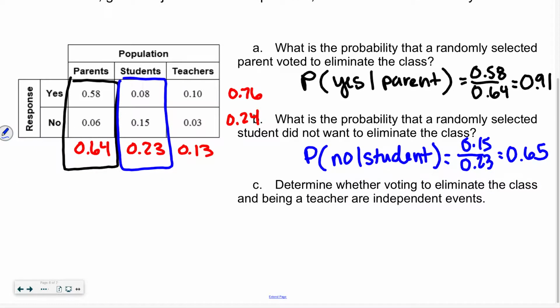Now, the last question says, determine whether voting to eliminate the class and being a teacher are independent events. Yes. How are you arguing that? Just because you're a teacher doesn't mean you're the same as. But what if it did? There are teachers that say so.